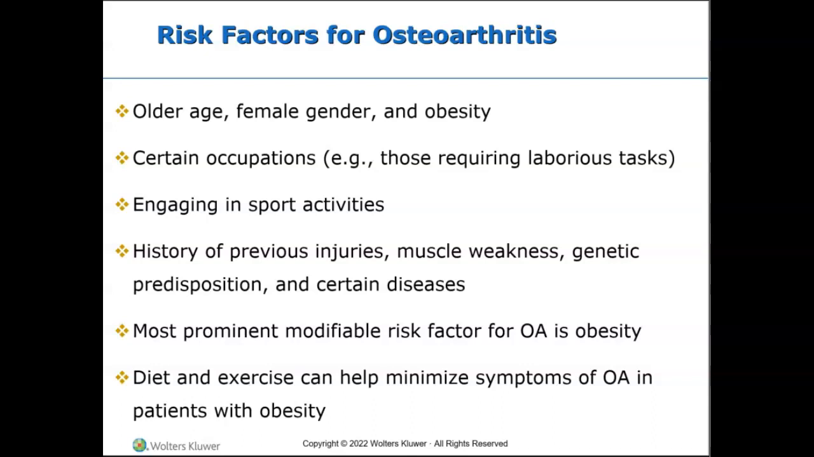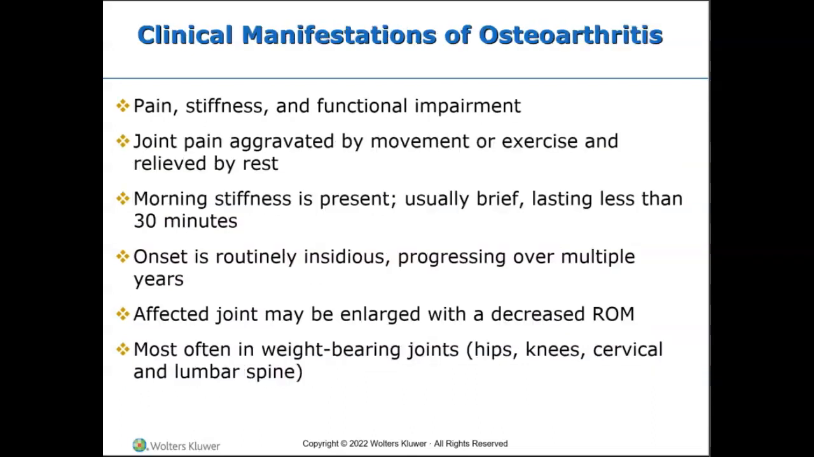Diet and exercise can help minimize this modifiable risk factor and can also help minimize symptoms of osteoarthritis in patients with obesity, right? Genetics is also a component. So people who have family members with osteoarthritis are more likely to develop osteoarthritis. There is a genetic component. And people who have hand osteoarthritis are more likely to develop knee osteoarthritis.